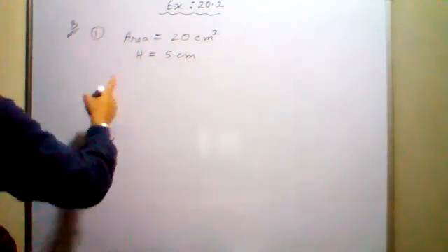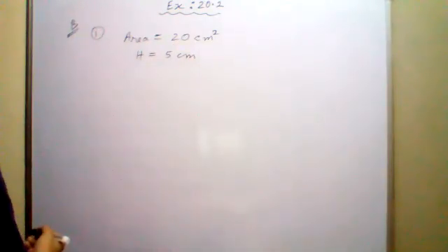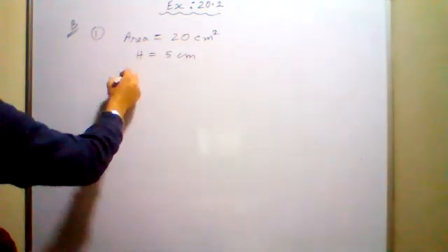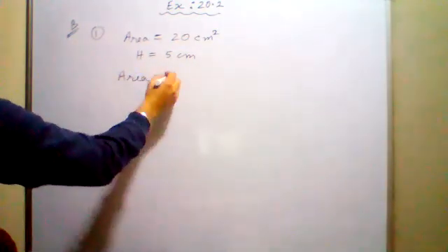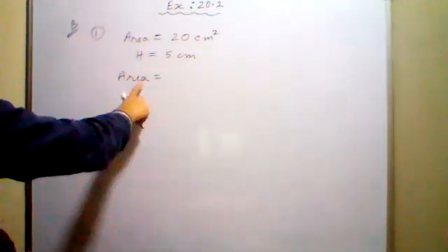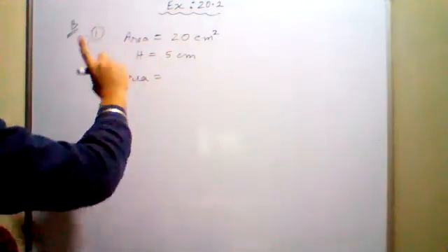And base is not given. Base of the triangle is not given. You have to find the base. What will you do? You will first write the formula of area of a triangle. This time it is a triangle. That is why you will write the area of triangle, not area of rectangle.